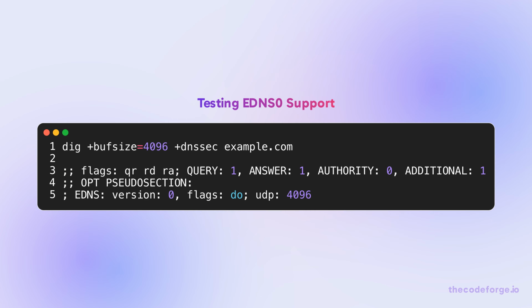Use dig +bufsize=4096 to test if your resolver supports eDNS0. A successful response includes an OPT pseudosection. If you get a truncated reply, TC flag, eDNS0 may be blocked.